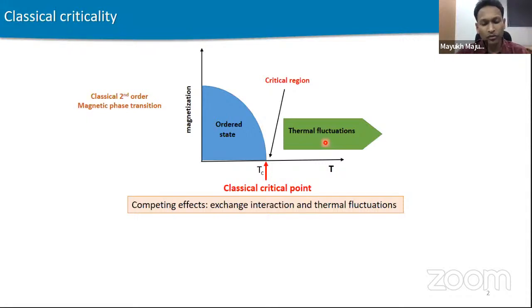Before going to the details, let me tell you something very basic: what happens in a second order classical magnetic phase transition. We know that at high temperature, you have dominating thermal fluctuations. But in magnetic systems at low temperature, the exchange interaction between the electrons wins over the thermal fluctuations, and the system goes to a long range magnetically ordered state. The temperature at which this exchange interaction wins over the thermal fluctuations is called the classical critical point. And we know that just above the classical critical point, we have some critical region.